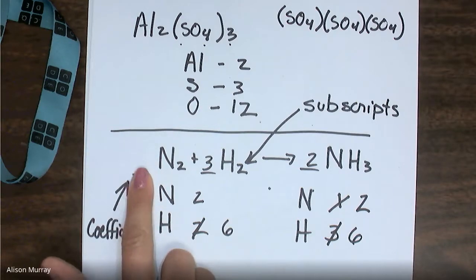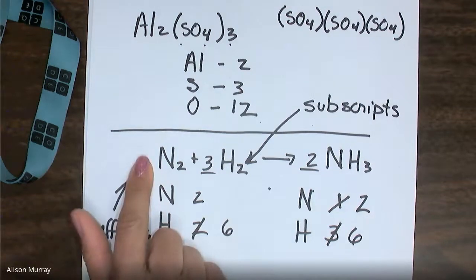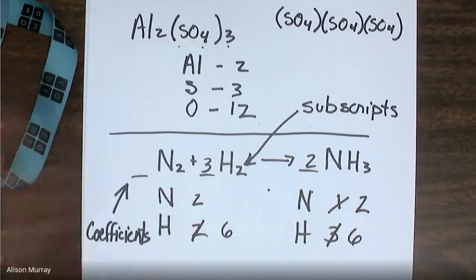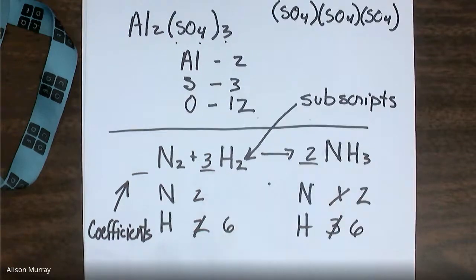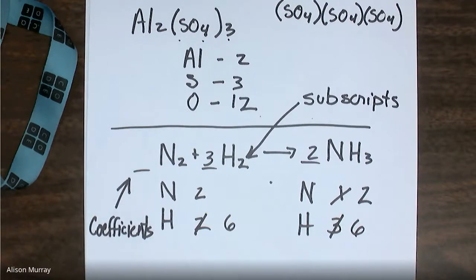If there is nothing here, it is understood it is a 1. A really common mistake my students make is putting a 0 there. Well, it isn't 0, because that would mean you have 0 nitrogens. That doesn't work. You need nitrogen. There's nitrogen over here. So if you leave that blank, it does not mean 0. It means 1. This is another instance when we don't have to write the 1.